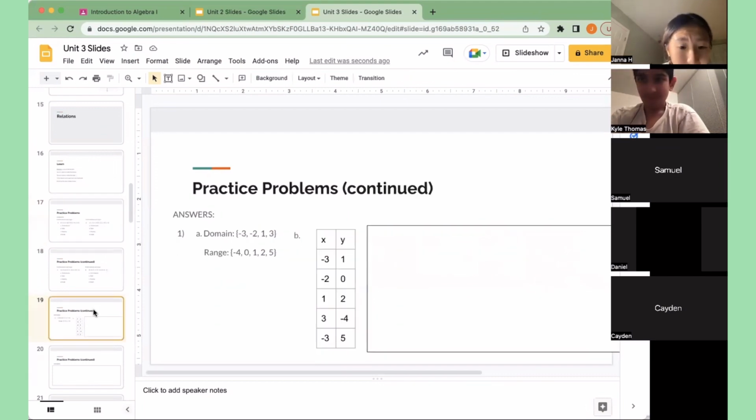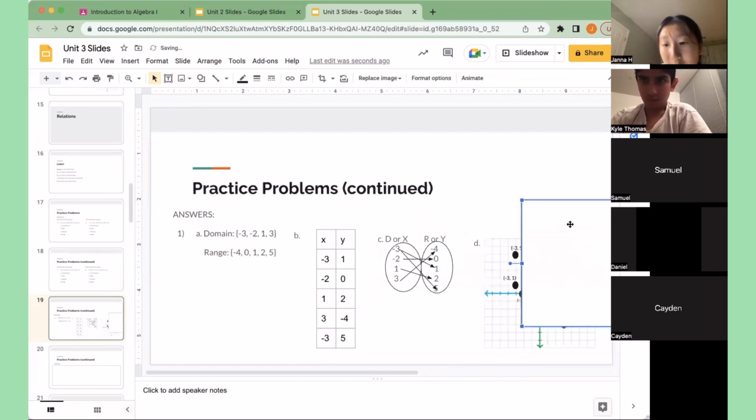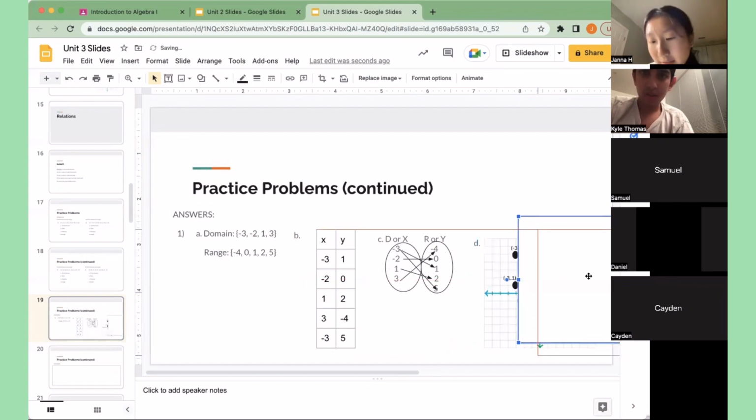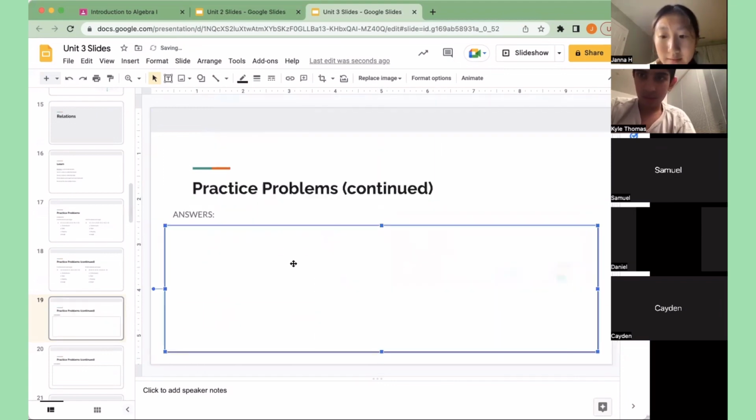And then when I say mapping, this is what I meant. You want to make 2 circles, label them either D for domain or X, and then for the Y, either R for range or Y, and then list them least to greatest, and then you want arrows showing which numbers are pairs. And then lastly, just graph the pairs. Okay.